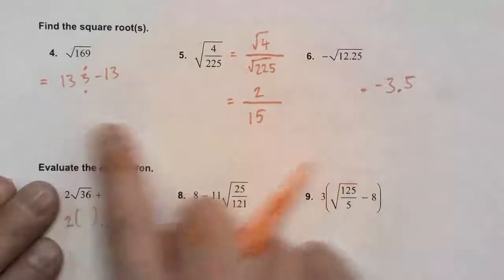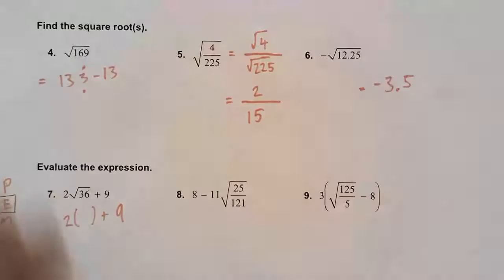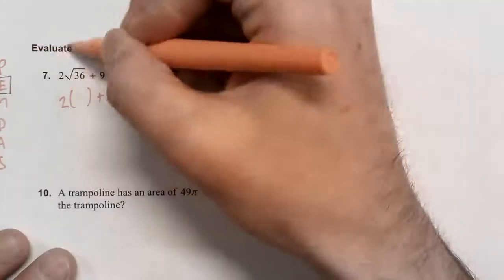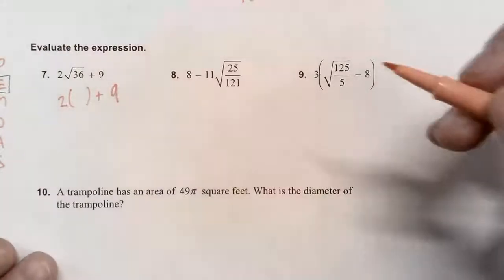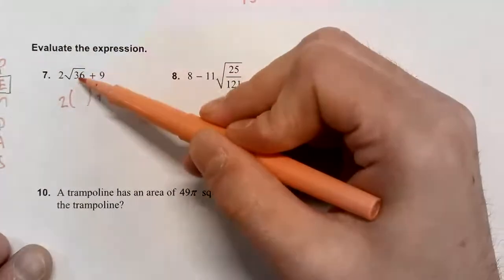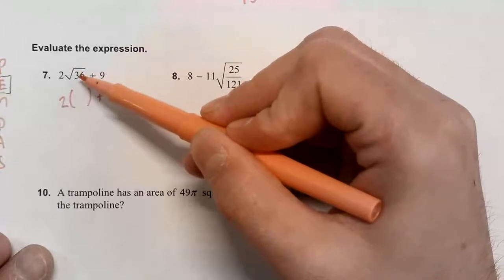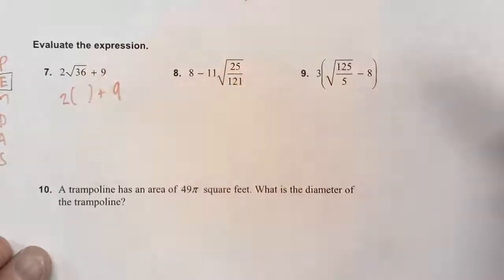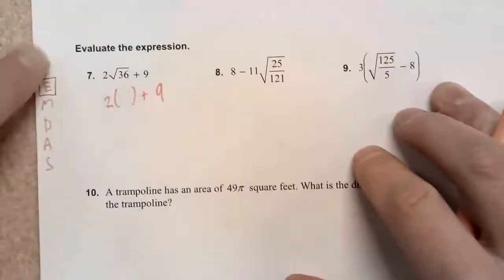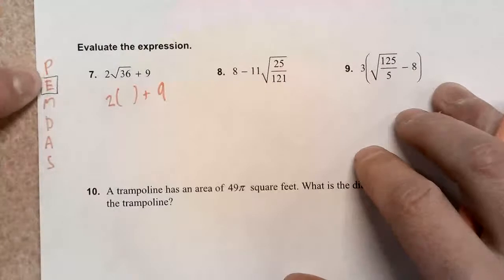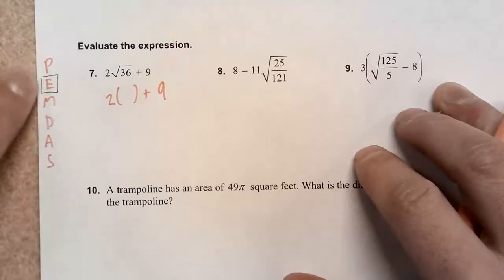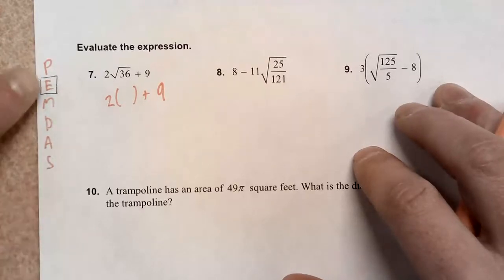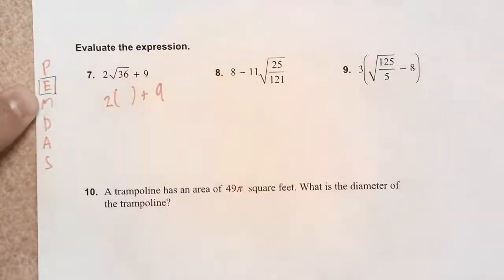Okay. Here are the answers for 4 through 6. 7 through 9, there's a little bit more to it. We're evaluating the expression. Now, in this case, I only want to think of the one positive square root for these questions when they're in some kind of expression. But we're just following the normal rules of PEMDAS when I evaluate. So I want to start with parentheses, exponents, multiplication, division, addition, subtraction. Square roots are in the same category as exponents.